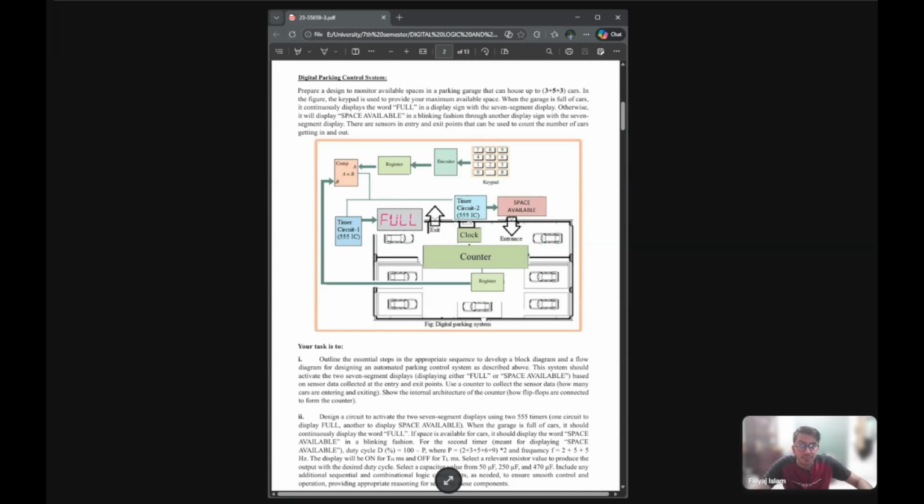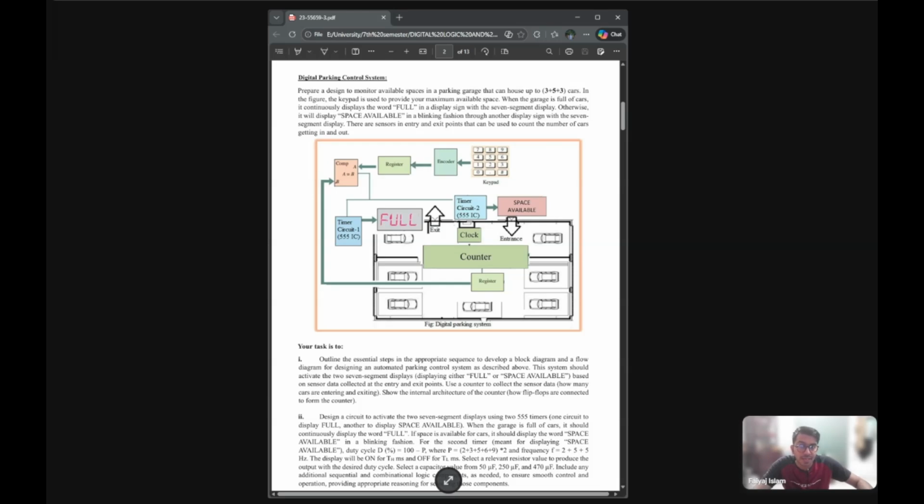The objective was to design a system for a garage that can house a specific number of cars. Based on the variable derived from my student ID, the maximum capacity of the design is set to 11 cars. The system requirements are specific.